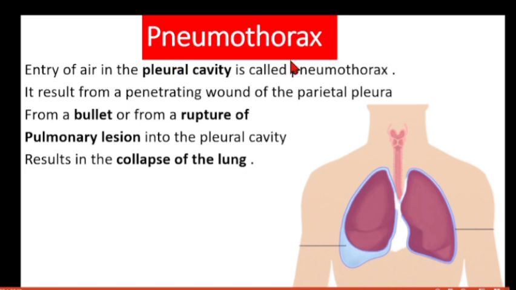Now, pneumothorax. Entry of air in the pleural cavity is called pneumothorax. Pneumo means air, and it results from a penetrating wound of the parietal pleura, or from a bullet, or from a rupture of pulmonary lesion into the pleural cavity, which results in the collapse of the lung. And this is the lung which is collapsed, and here it is the injury to pleura.